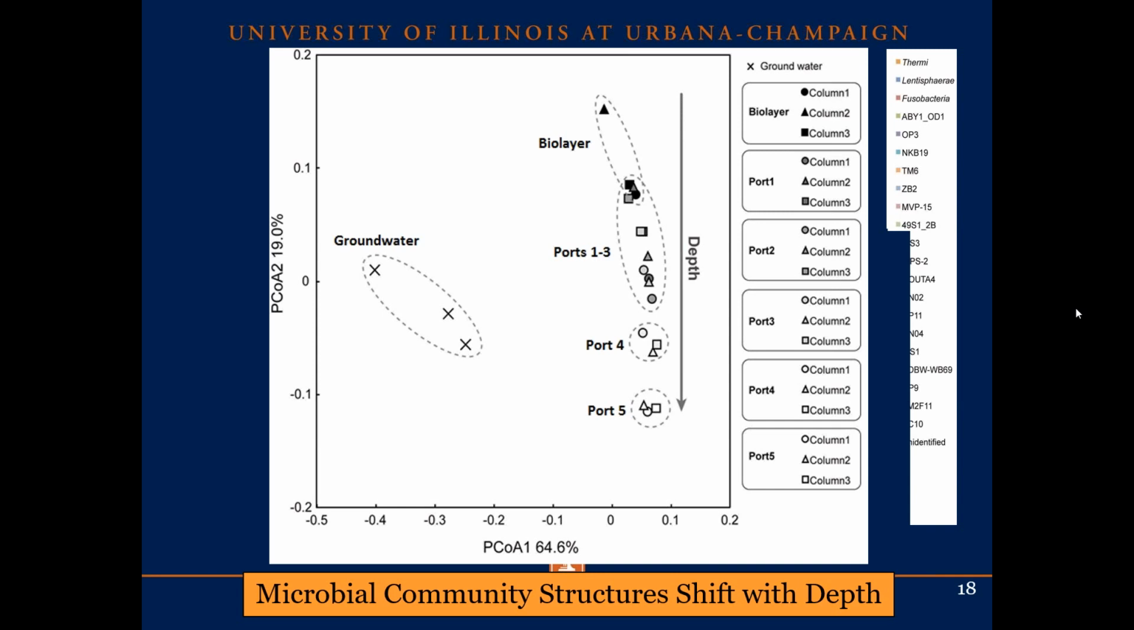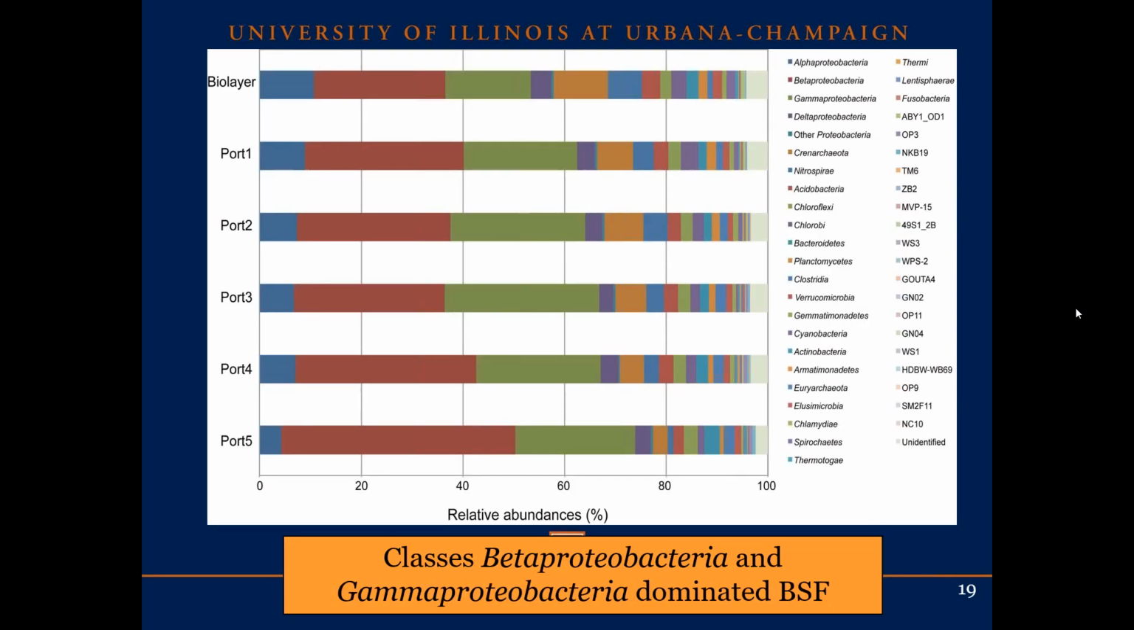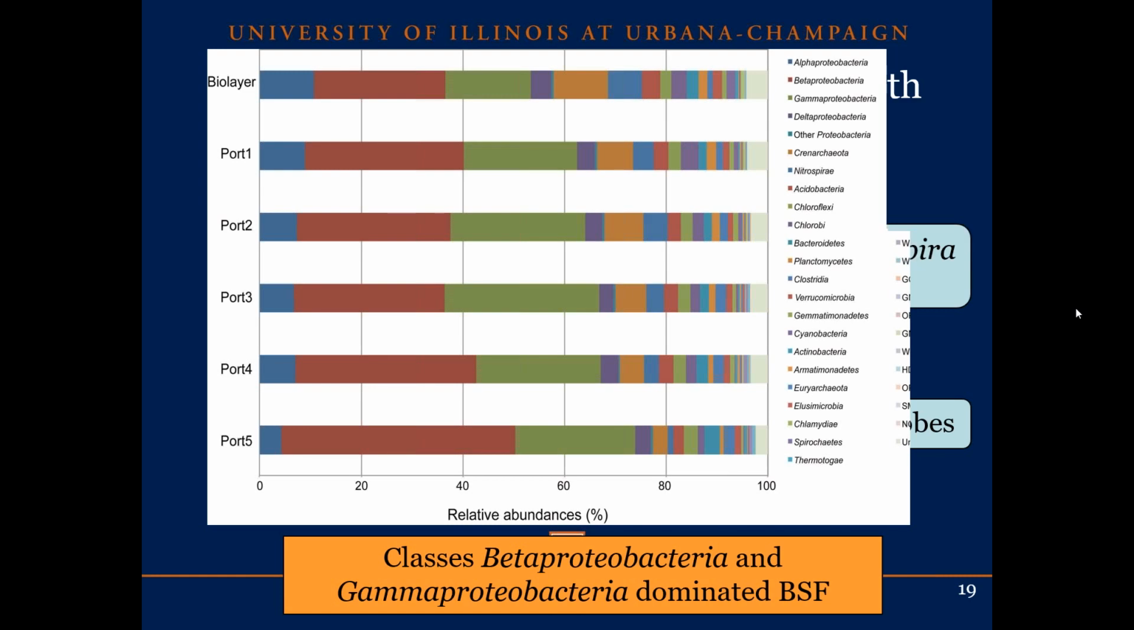We also looked at how microbial community structures shifted with depth, and this is through a principal coordinate analysis. And we can see that there's a clear shift in microbial communities among the samples that were taken throughout the filter. And the shift of microbial communities and the decrease in diversity with depth shown in the previous slide correlate with our MS2 removal data, showing that a lot of the removal takes place in the biolayer and the rate decreases with depth.